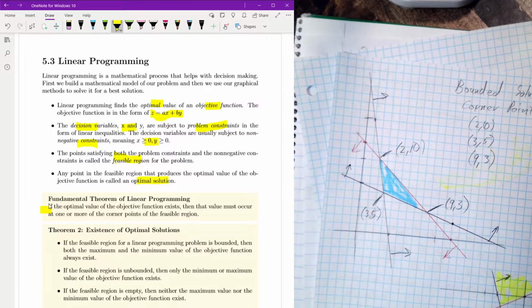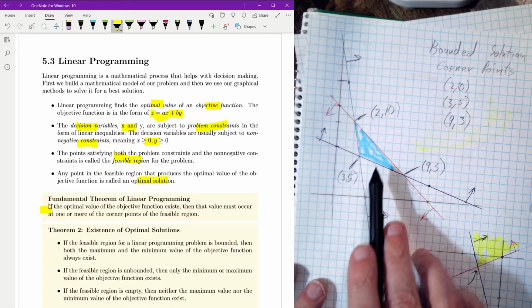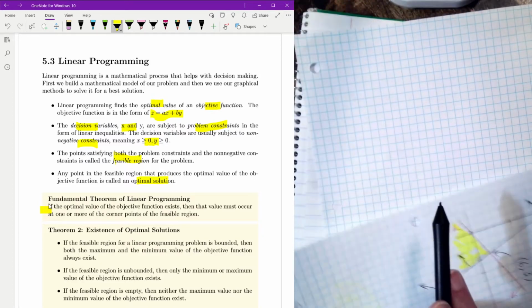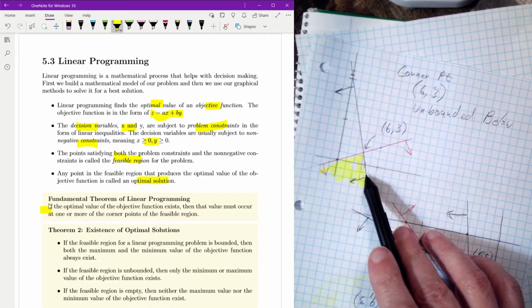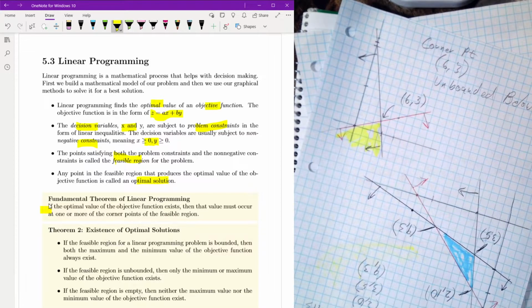If the feasible region for a linear programming problem is bounded, then both a maximum and minimum exist. Always. If it's not bounded, so this problem is bounded, so we have both a maximum and a minimum. This problem is not bounded, so we only have a maximum or a minimum. If the feasible region is empty, then there is no maximum or minimum value. And once we're done with that, then we have to interpret the solution and what it means in terms of the original problem.